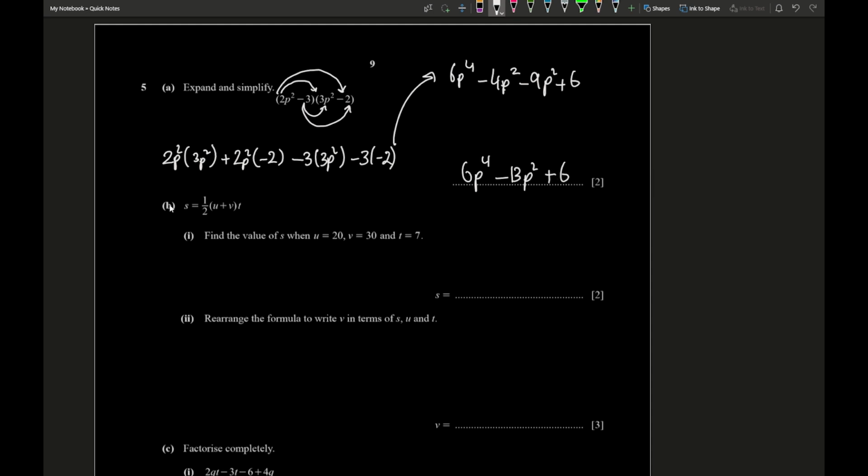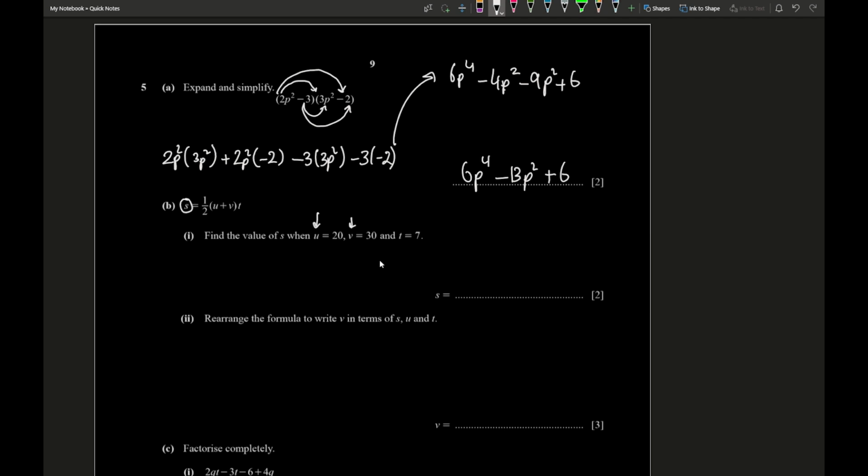Part B, I. We're given an equation. S is equal to (U plus V) divided by 2, times T. Interesting, that's a physics equation, by the way. Find the value of S when U is equal to 20, V is equal to 30, and T is 7. By the way, U is the initial velocity, V is the final velocity, T is the time, and S is the displacement.